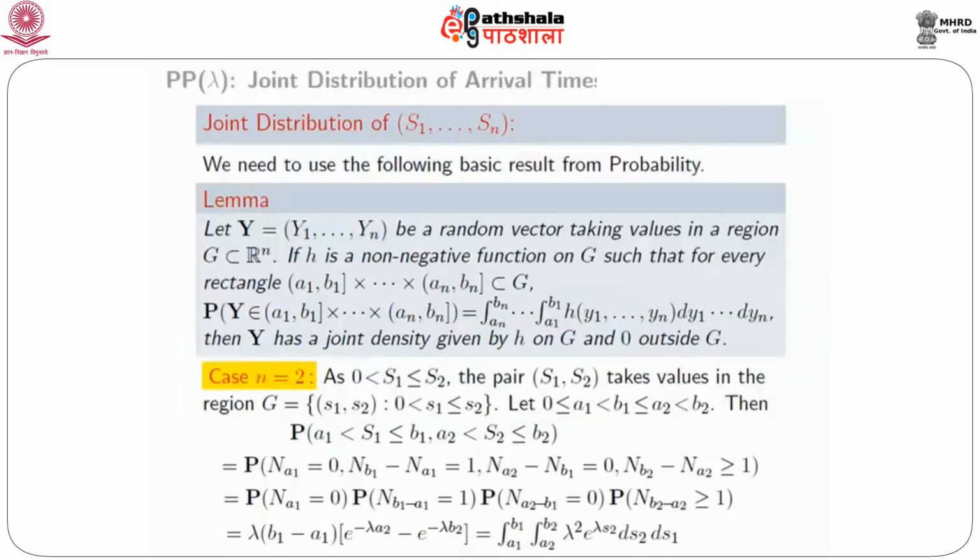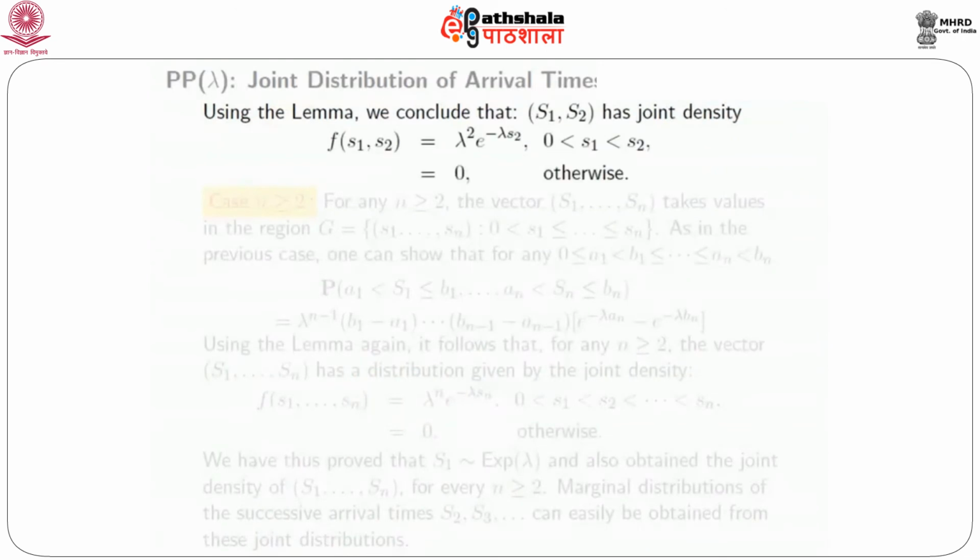And the moment you have that, you immediately know the joint density of S1, S2. So using the lemma, we conclude that the pair (S1, S2) has joint density given by this: lambda squared e to the minus lambda s2, as a function of s1, s2, as long as s1 is positive and s1 is less than s2, and 0 otherwise.